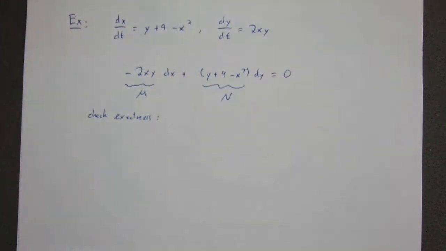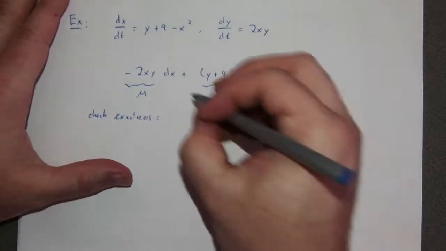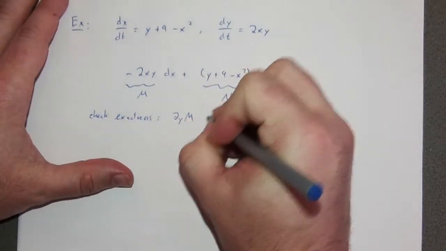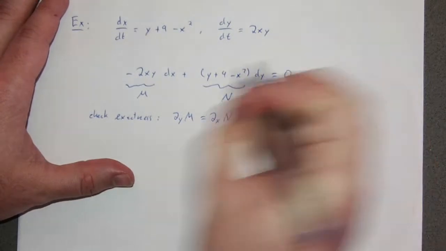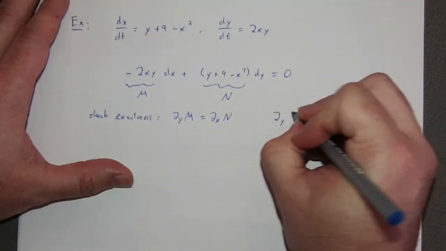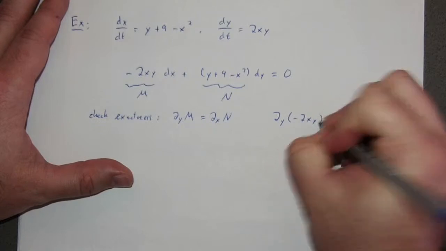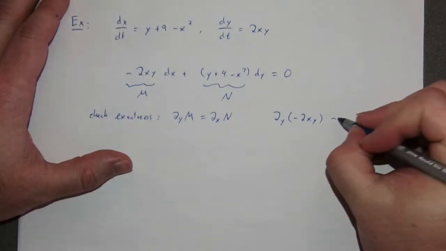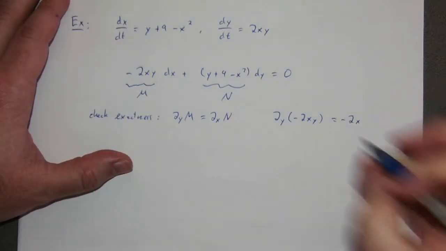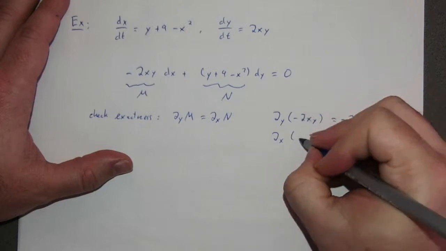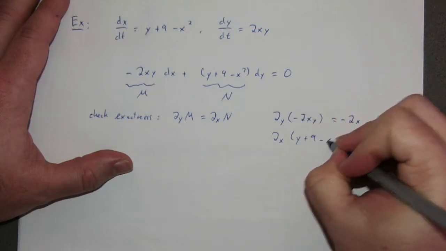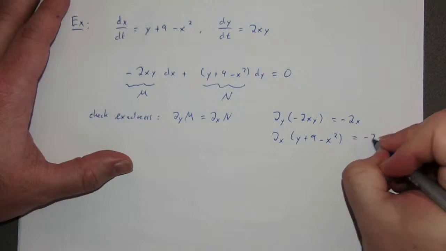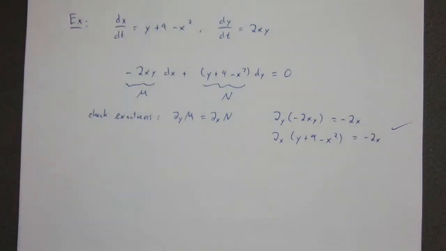In checking exactness, I'm checking that the y partial of m is equal to the x partial of n. Let's check that. What's the y partial of minus 2xy? Well, that's minus 2x. Okay, what's the x partial of y plus 9 minus x squared? Oh, it's minus 2x. So indeed, this thing is exact.